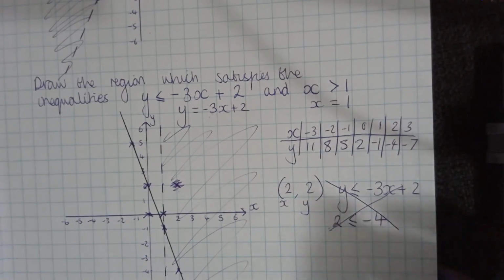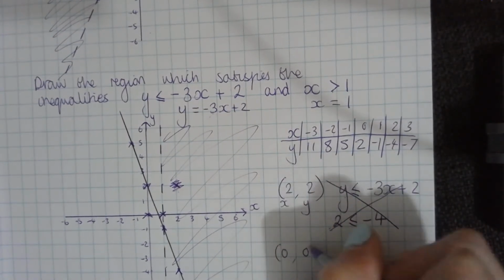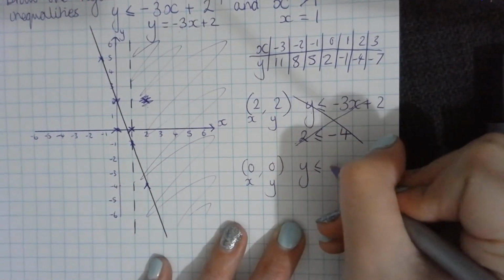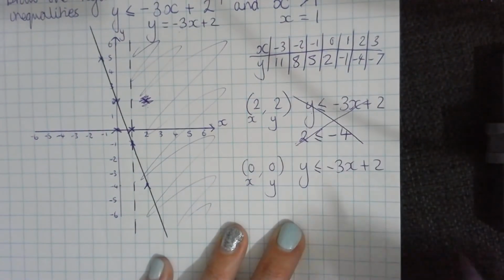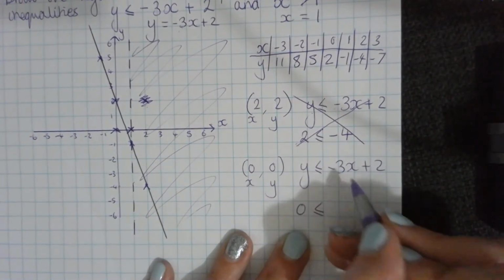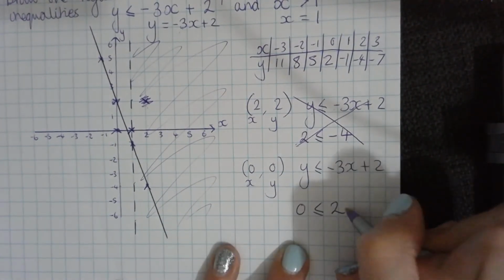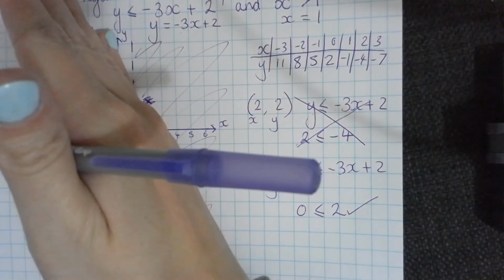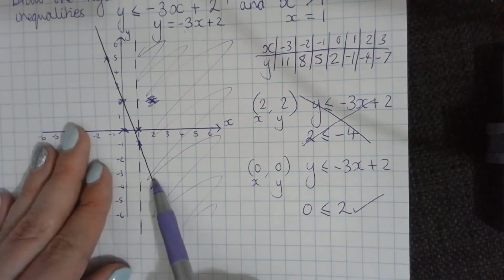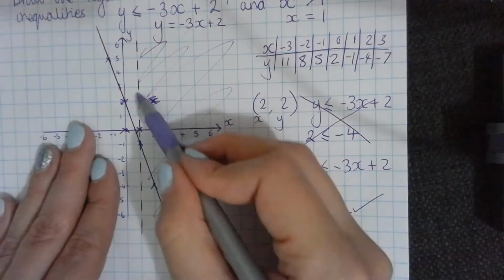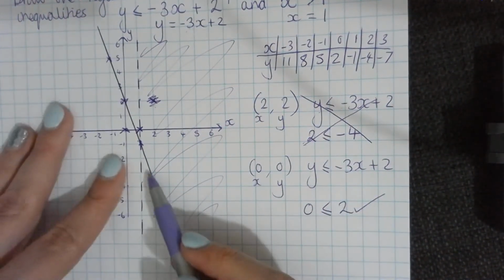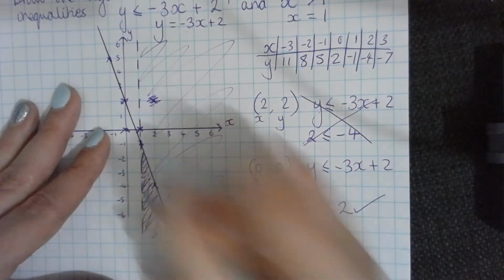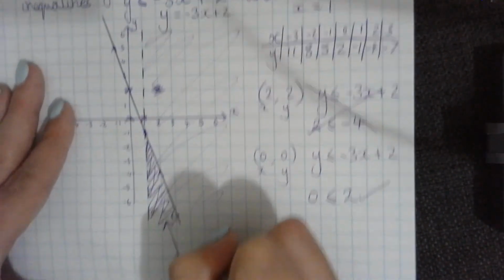So let's pick 0, 0. So for the point 0, 0, we have x and y. y is less than or equal to negative 3x plus 2. 0 is less than or equal to 0 plus 2 is 2. That is correct. So we know 0, 0 is the correct region. So we're looking at the left side of the line. But the only part that would have been shaded twice, so we need to be this side of the dotted line, but also below the solid line. So it must be this small triangle here, which is our region.